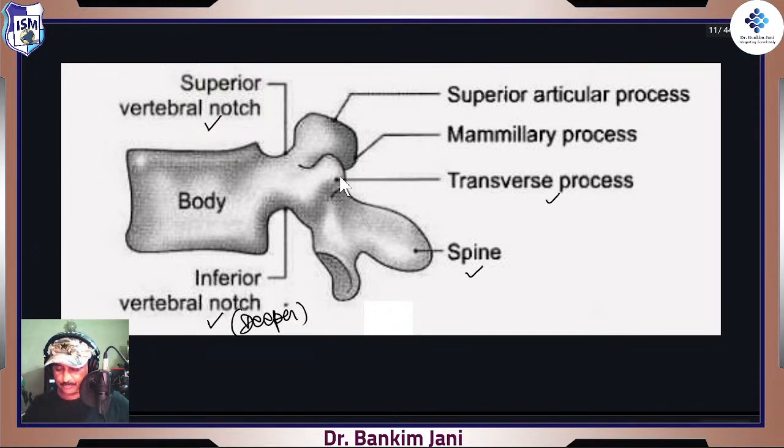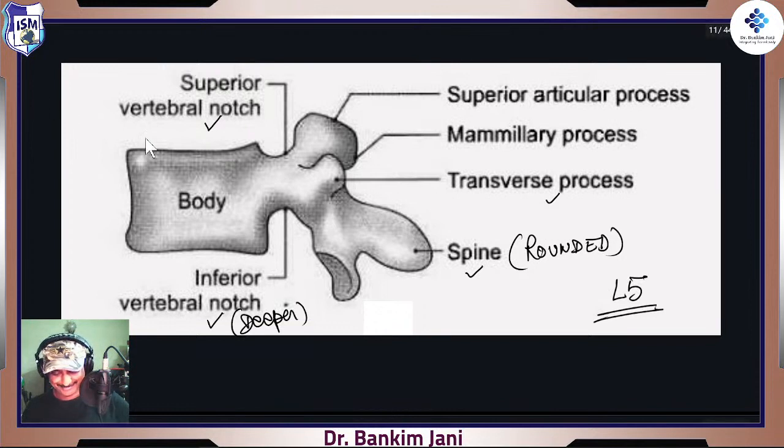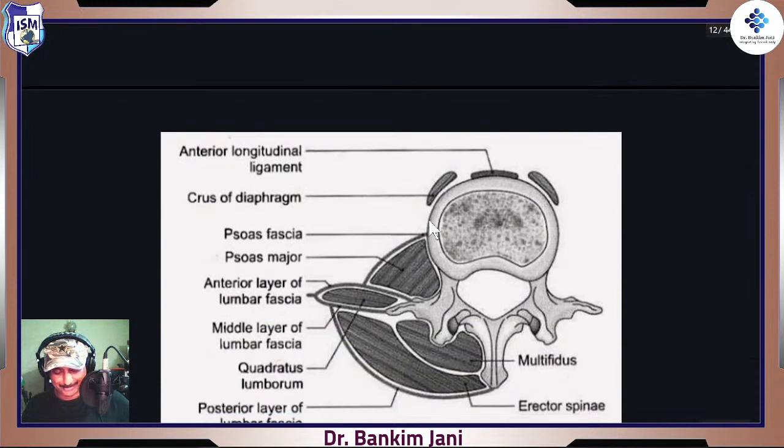This is the transverse process. Spine is rounded. That's the transverse process, mammillary process, and the superior articular process. All good. This is L5, the king of lumbar vertebra. But the big boss is about to come, and he is so big that even this L5 would look like a bacha.